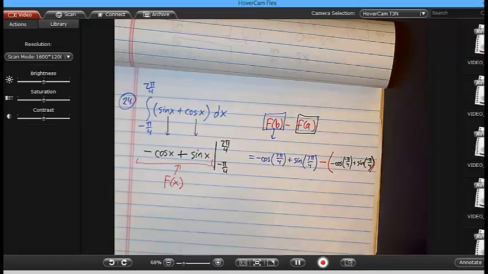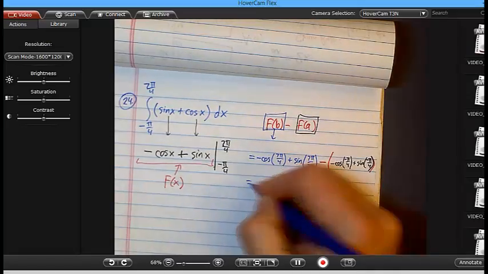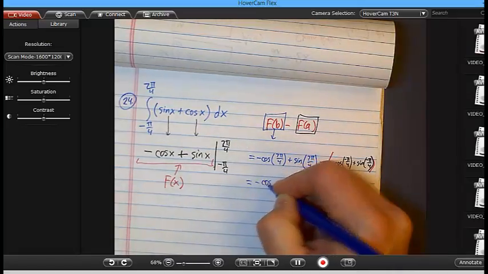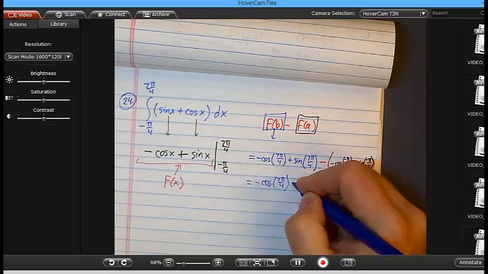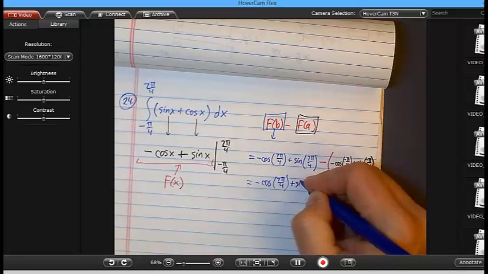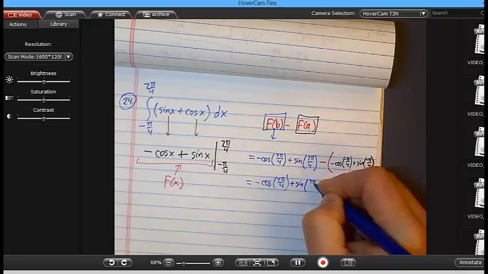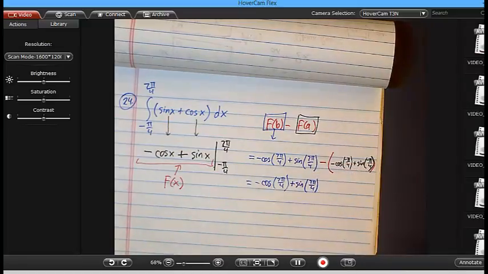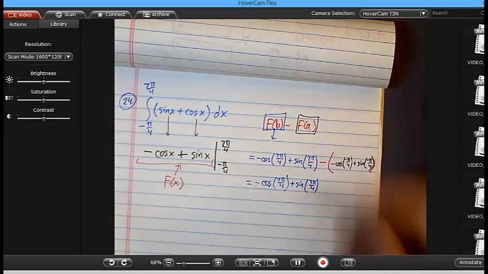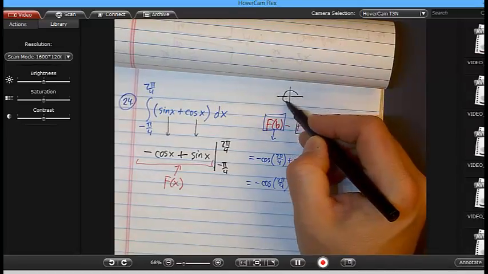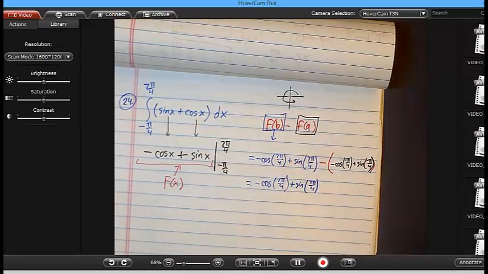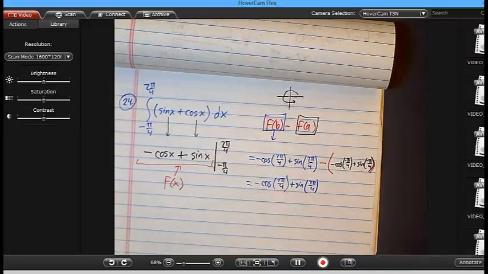So now, let me distribute the red negative. Negative cosine of 7 pi over 4. Do you guys remember the cosine of 7 pi over 4 or the sine of 7 pi over 4? Square root of 2 over 2? Yeah? I mean, picture-wise, if I'm thinking unit circle, 7 pi over 4 is almost 8 pi over 4. It's like right there, right? So yeah, square root of 2 over 2 and negative square root of 2 over 2.